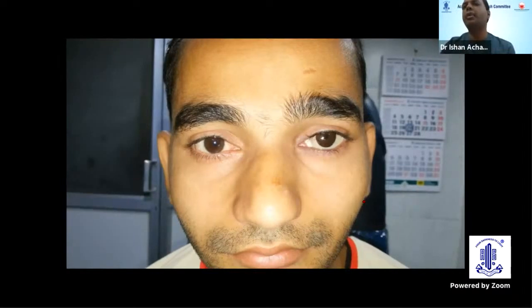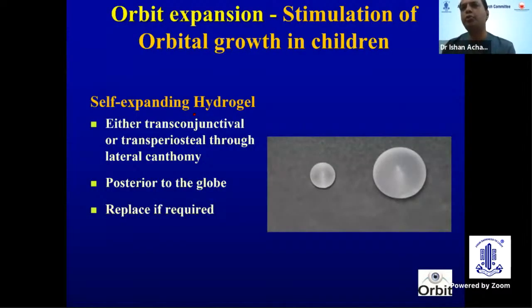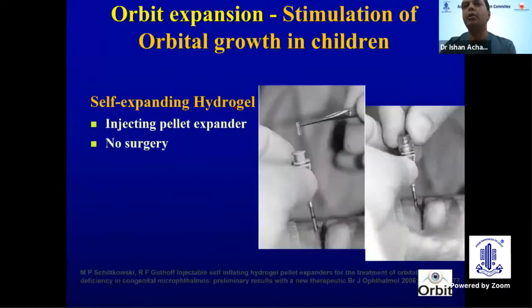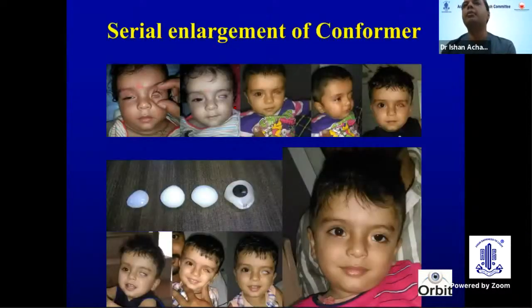Motility is very important post-operatively, and we have to be very accurate with the technique and the placement of the implant. In congenital anophthalmos, we can use a self-expanding hydrogel orbital implant, and there is also an injectable pellet expander, but usually they are not used because better ways are available, like serially enlarging the conformer gradually. You can see the best result.